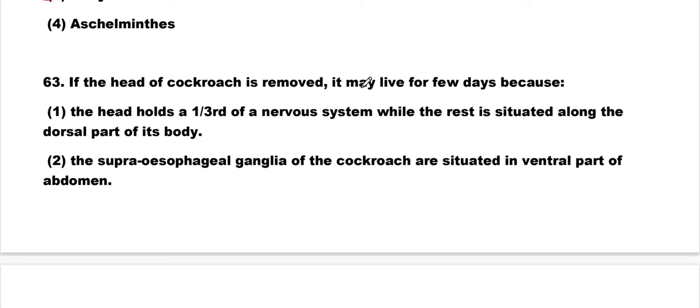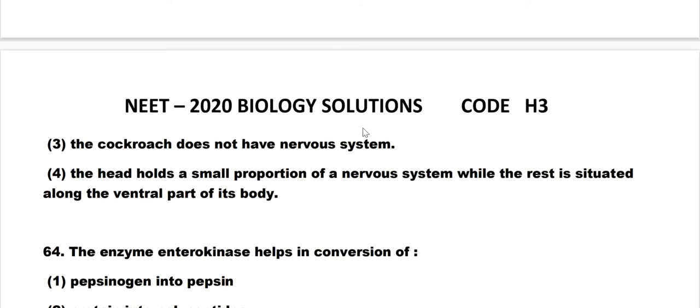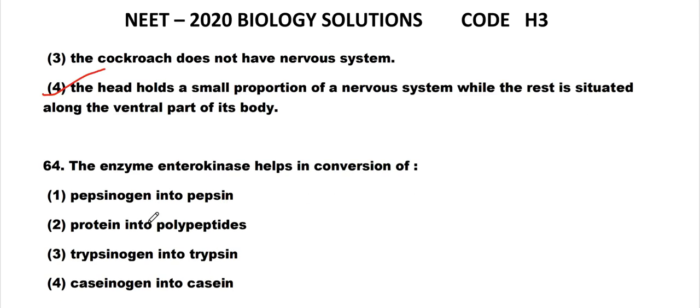It says the first option is, if the head of cockroach is removed, it may live for a few days because the head holds a small portion of nervous system while the rest is situated in the midventral part of its body. Anteriorly in the head region, you can see only a few ganglions, whereas the complete nerve cord is located in the trunk of the body. So answer will be 4 for that.